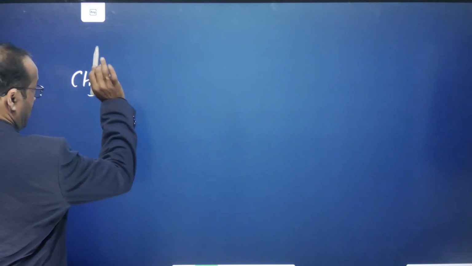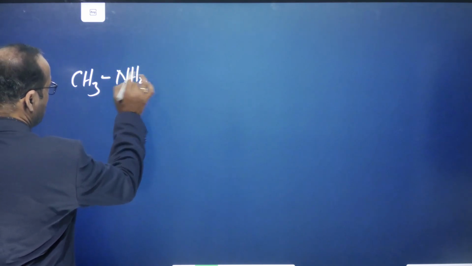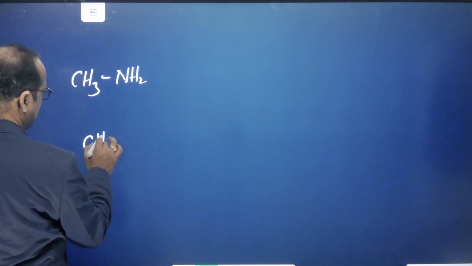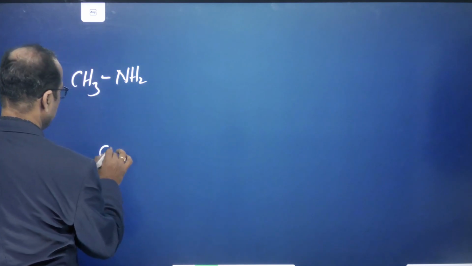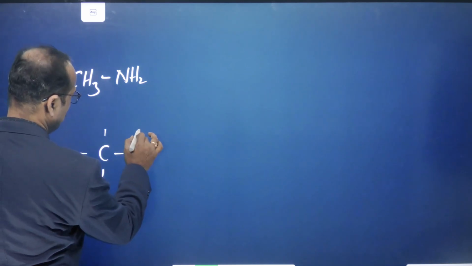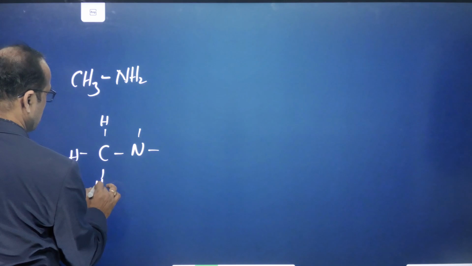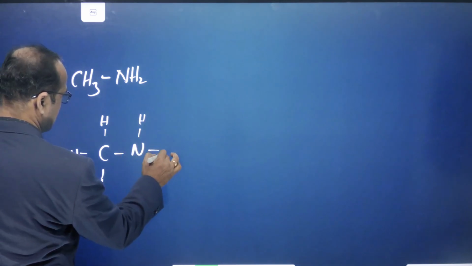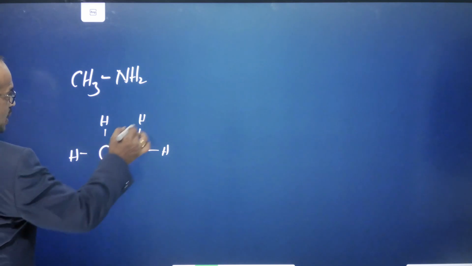On the primary amine, we have written NH2. So the structure, CH3 and NH2. NH2 means you can put two hydrogens somewhere. For example, I'll keep it like this. This is the structure if you write it structure-wise. Now this is a primary amine because nitrogen is attached to one carbon.